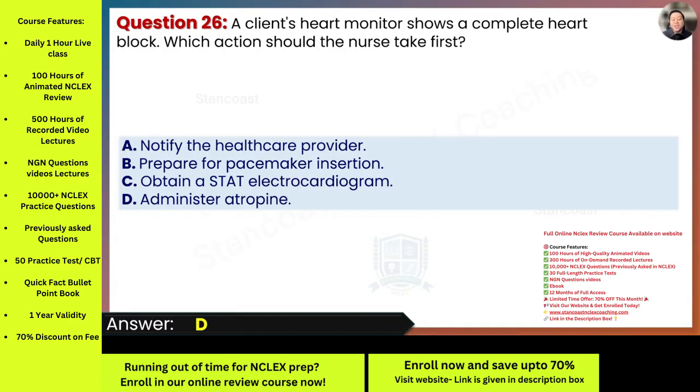And so when you encounter a life-threatening situation like complete heart block, always prioritize actions that will immediately stabilize the patient. And in this case, atropine is the fastest and most effective way to increase the heart rate, which directly addresses the client's immediate danger.